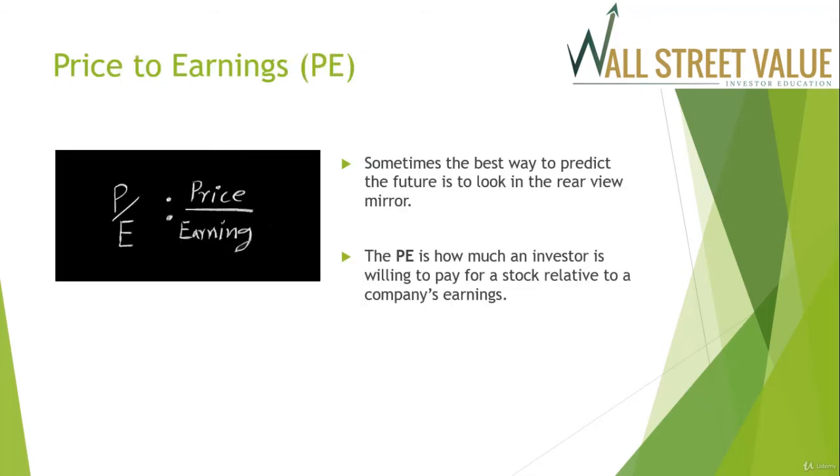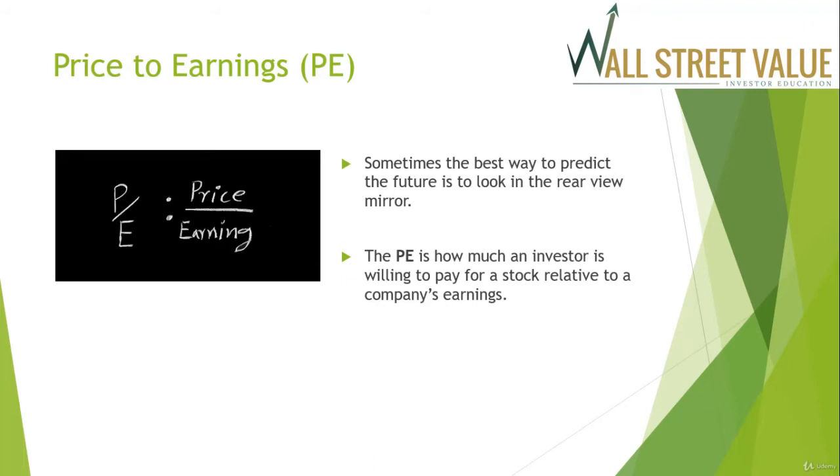Next thing we want to look at is the price to earnings. Sometimes the best way to predict the future is to look in the rearview mirror. I'm sure we've all heard the disclaimer, past performance is no guarantee and no indication of future results, and that's true. But there's two ways to figure out where a stock price could be. Number one is to predict where it's going to be, and predicting the future can be hard. Or number two, for a predictable business, we could take a look to see what it's done in the past and use that to estimate where we think it could go based on what the company has consistently done over time.